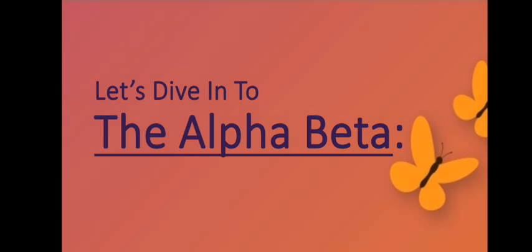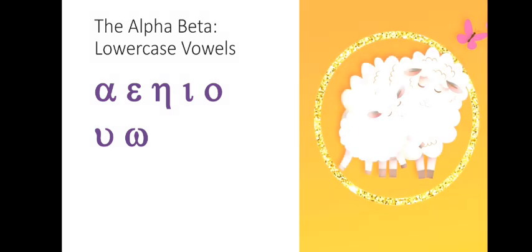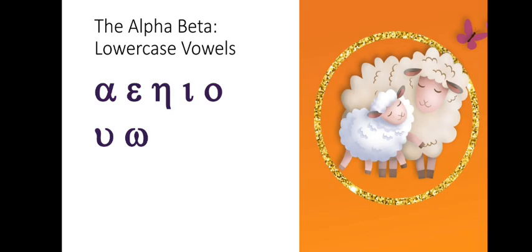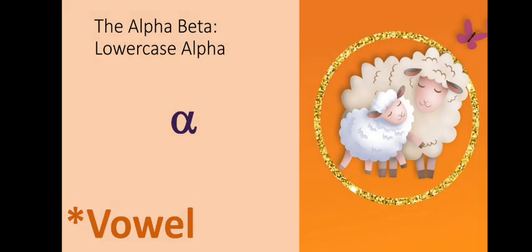Let's dive into the alpha, beta. These are the alpha, beta lowercase vowels. You'll see alpha, epsilon, eta, iota, omicron, upsilon, and omega. We'll review these later. First, the alpha. So this is a vowel, so that makes it very important for us. This is the lowercase, and it's similar to the English A.